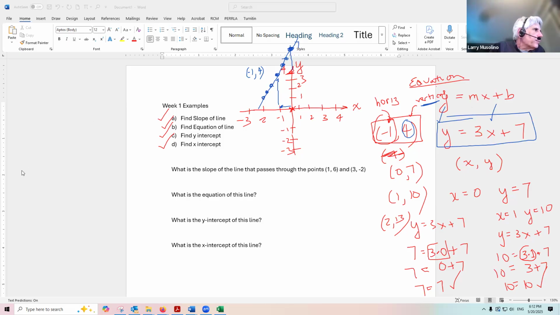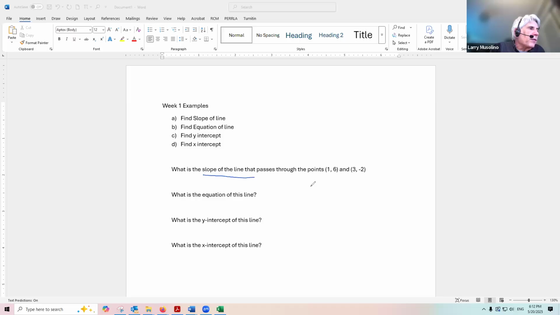All right, well, let's go to this problem. It says first, what is the slope of a line passing through these 2 points? How about if I plot these points and see what this line looks like just to begin with? I don't have to do this, but it's always a good idea to see what the line looks like.